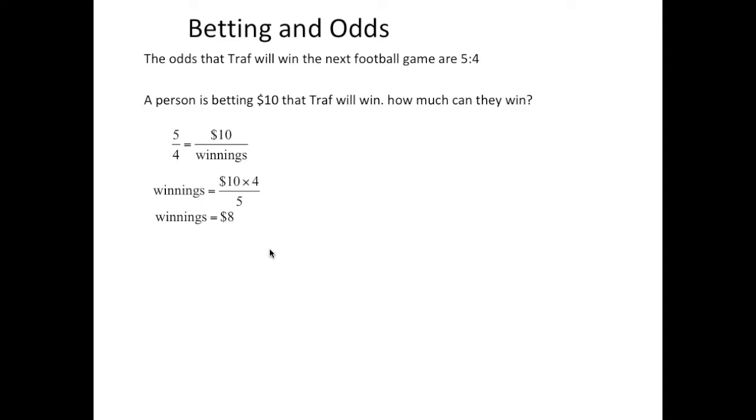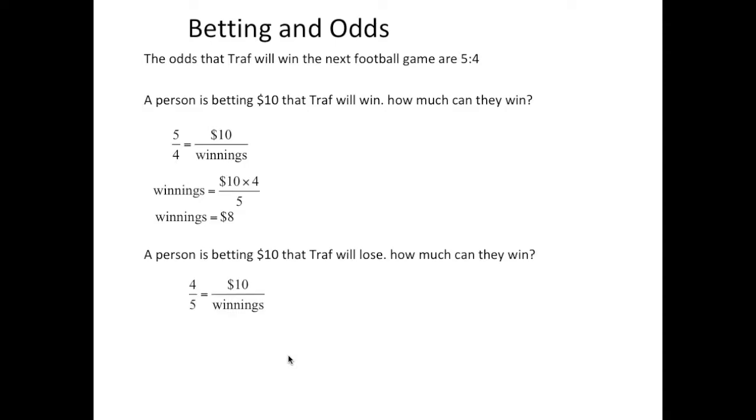How much could they win if they bet against Traf? If you bet against Traf, it would be 4 to 5 against, which would be 10 to what? Cross multiply, switch the 4 and the winnings, and cross multiply the 5 times 10. So we have 50 divided by 4 is 12.5.